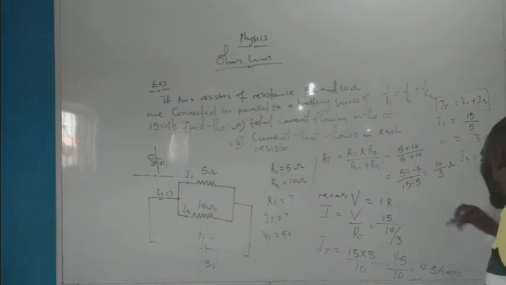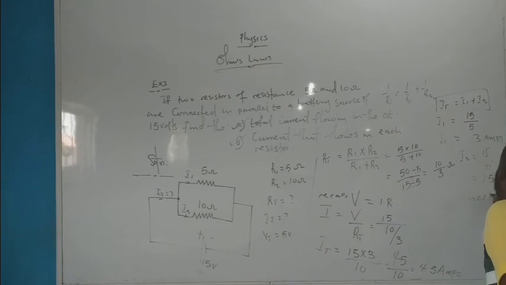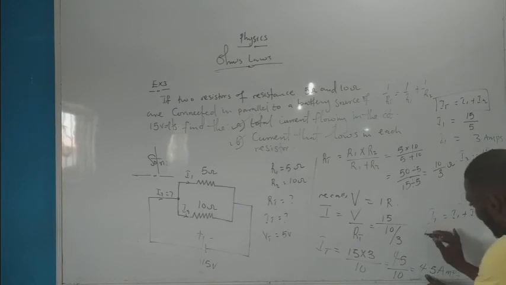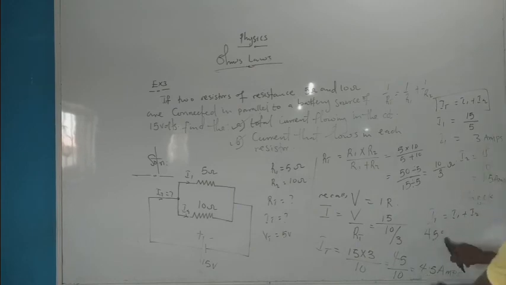To justify the answer, let's check if we are right or wrong. We know that I total must be equal to I1 plus I2. Our total current is 4.5, which must be equal to the sum of these. So 3 plus 1.5 gives 4.5. Therefore, we can say the left hand side is equal to the right hand side.